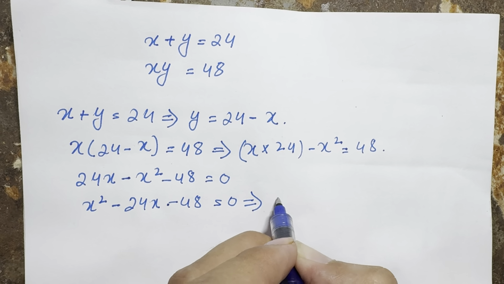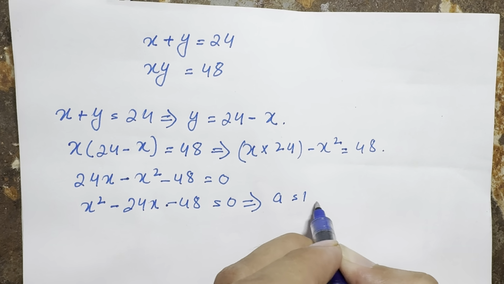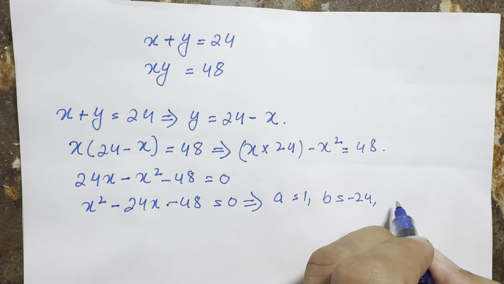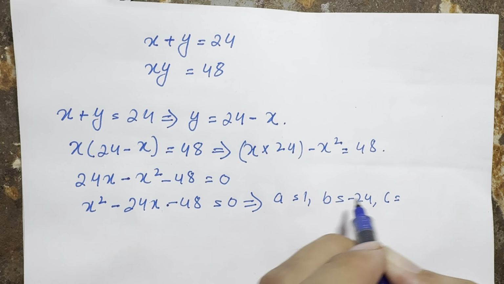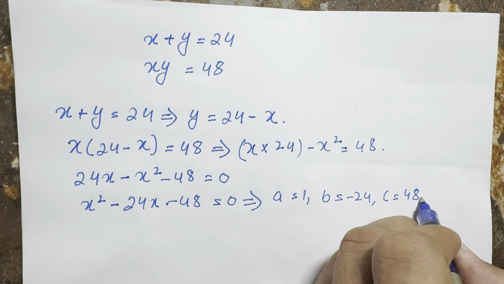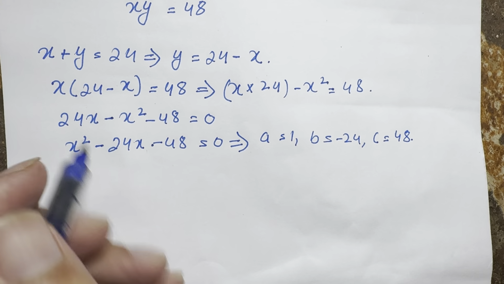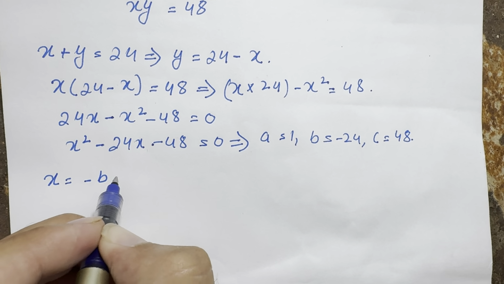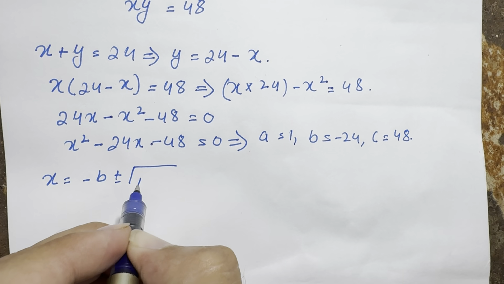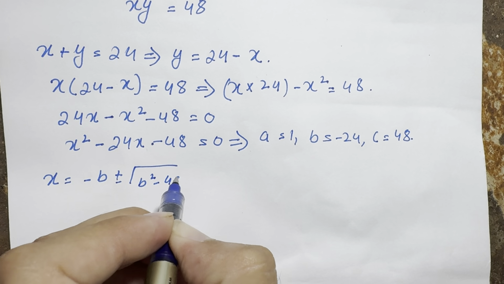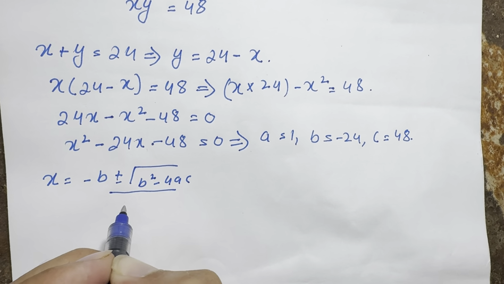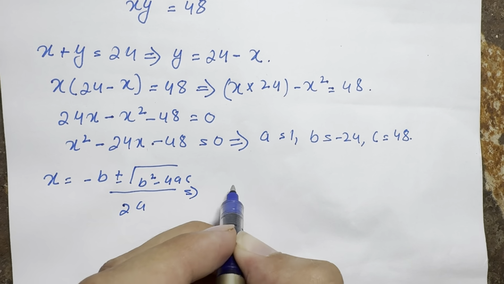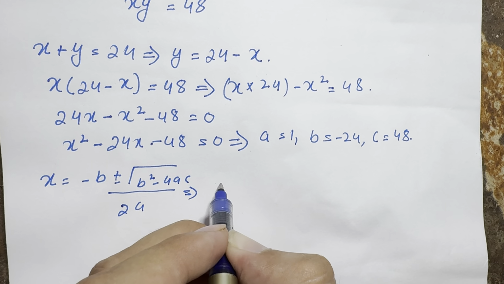So let a equal to 1, b equal to negative 24, and c equal to 48. Okay, so I use the quadratic formula. X will become equal to negative b plus minus square root of b square minus 4ac divided by 2a. Okay, I put the values of b, c, a.